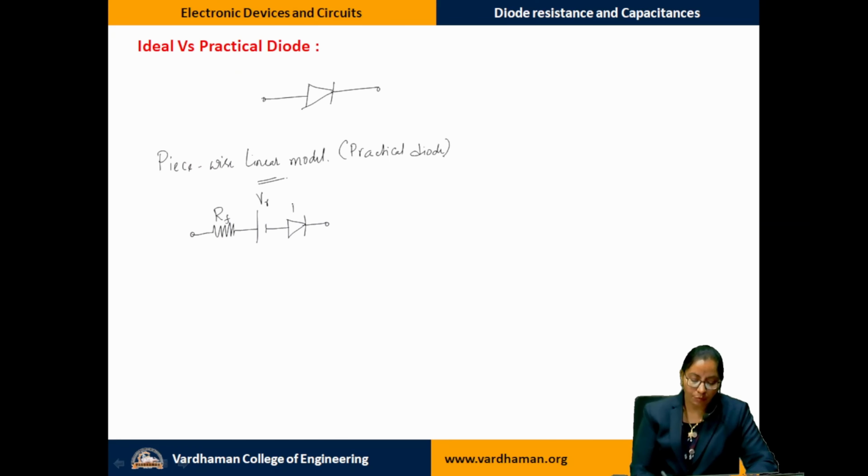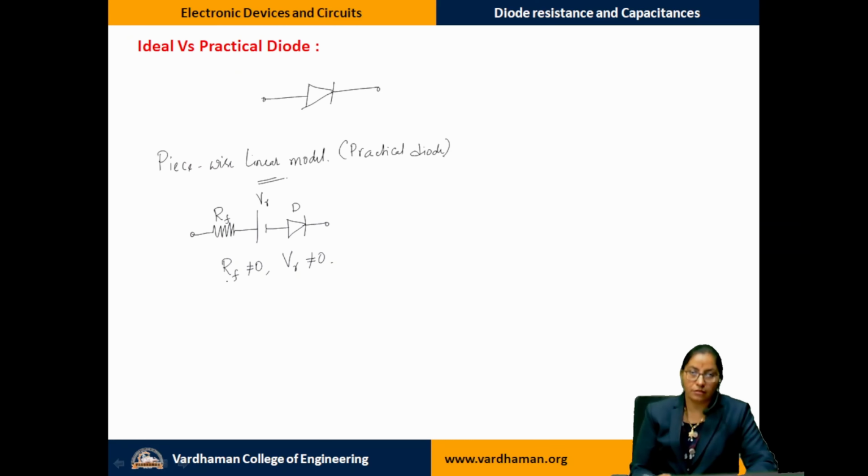So piecewise means all the properties exhibited by a p-n junction diode are defined as different pieces. Combined, we are trying to define a linear model of it, the piecewise linear model, which is nothing but your practical diode condition. This implies that you are considering the resistance offered is not equal to 0, and you are also considering that it has a barrier potential V gamma which is not equal to 0, and the diode conduction direction. This is your practical diode.